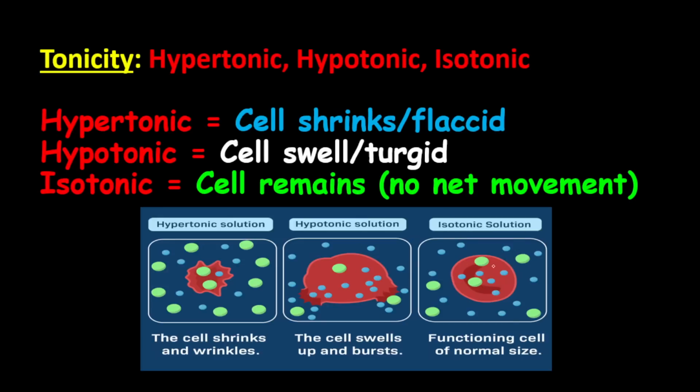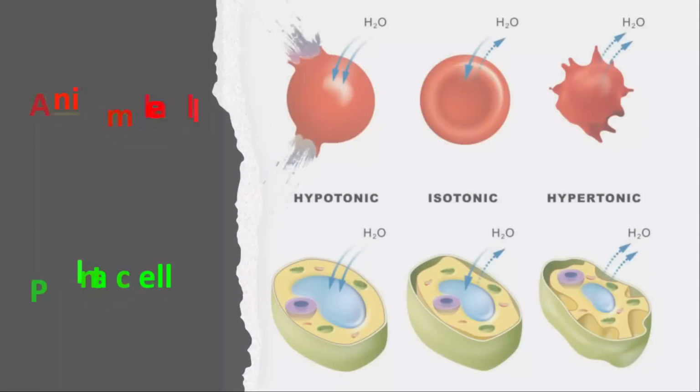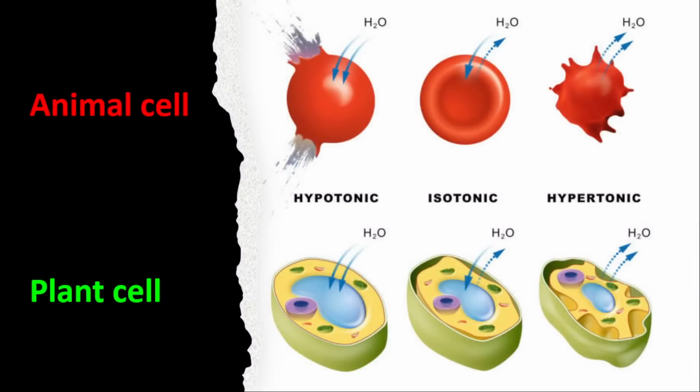Now for isotonic, the concentration will be equal. And if the concentration is equal in and out of a cell, technically water going in equals water coming out. And so therefore there is no net movement of water and the cell remains the exact same. If it was turgid before, it's going to maintain its turgidity. So those are the 3 types of tonicity that we must know. And again, we must also know to compare the difference between animal and plant cells within these types of solutions.